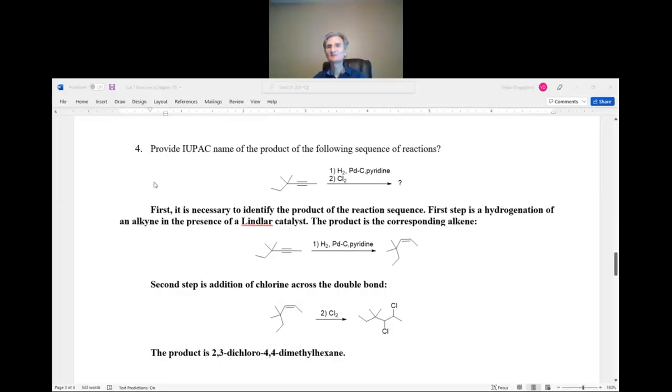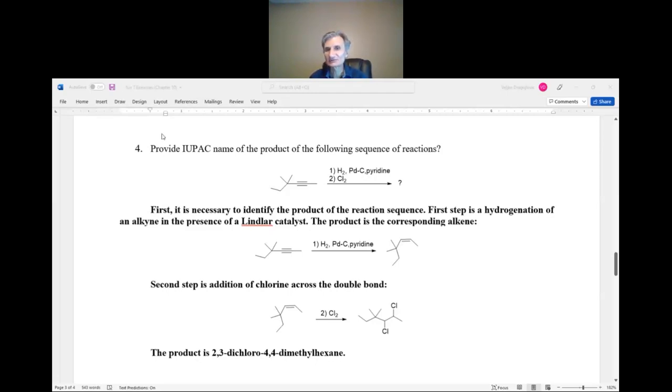Question number 4. Provide the IUPAC name of the product of the following sequence of reactions. So this is one where you use pen and paper, and always write things down on paper. We don't want to just try to figure out mentally what the product is and then try to name it. There are too many possibilities to make a mistake. Just use pen and paper.